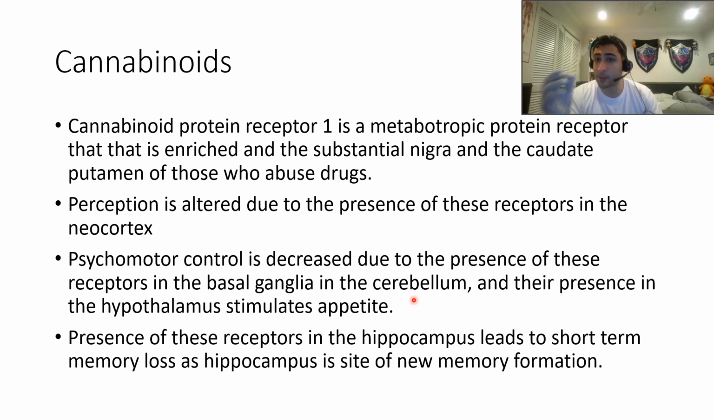Presence of these receptors in the hippocampus leads to short-term memory loss, as the hippocampus is the site of new memory formation. So not to call anyone out, but if you're a medical student and you smoke to relax on the weekends, you're not doing yourself any favors because you're impairing your ability to form new memories. And in medical school, every day is at least 2 hours of lecture worth of new information. All right. So that is all the things cannabis does, and it's from a metabotropic receptor that is the target.